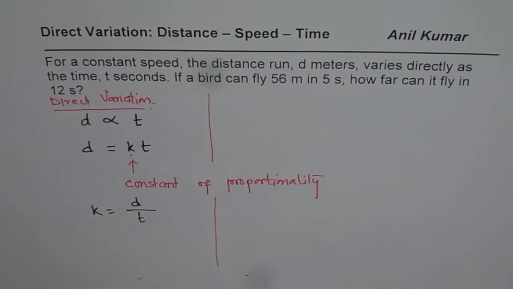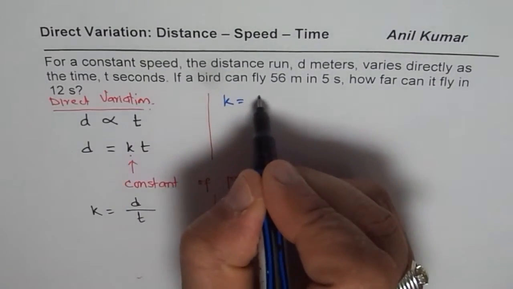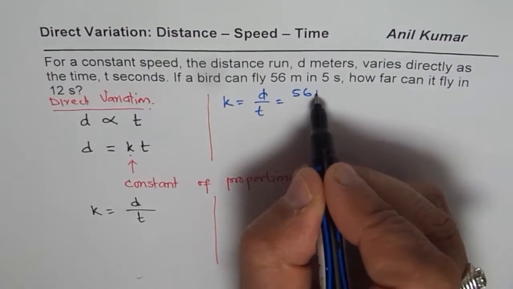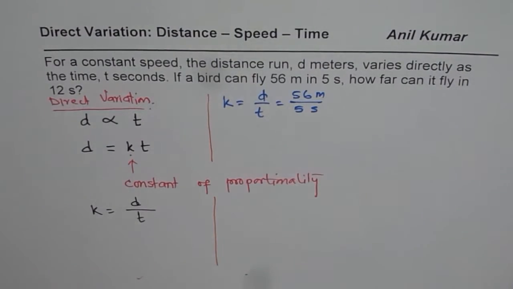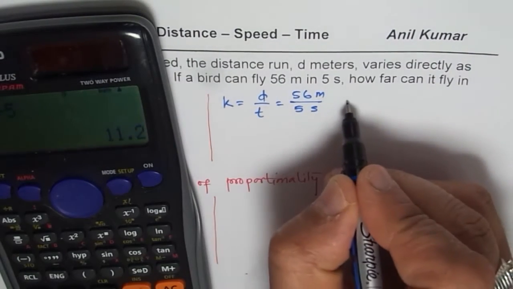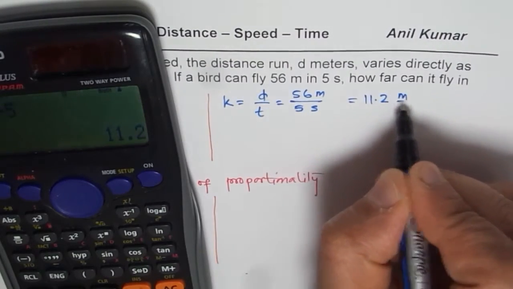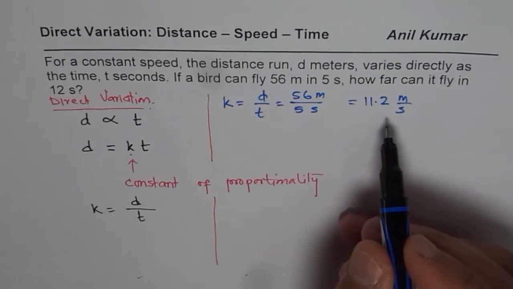First, we can find what k is, knowing distance and time. So we can say k equals distance over time, which is 56 meters divided by 5 seconds. Let's divide 56 by 5 to get the value of k. 56 divided by 5 gives us, in decimals, 11.2. So that is equal to 11.2 meters per second. That is speed, the ratio of distance and time.